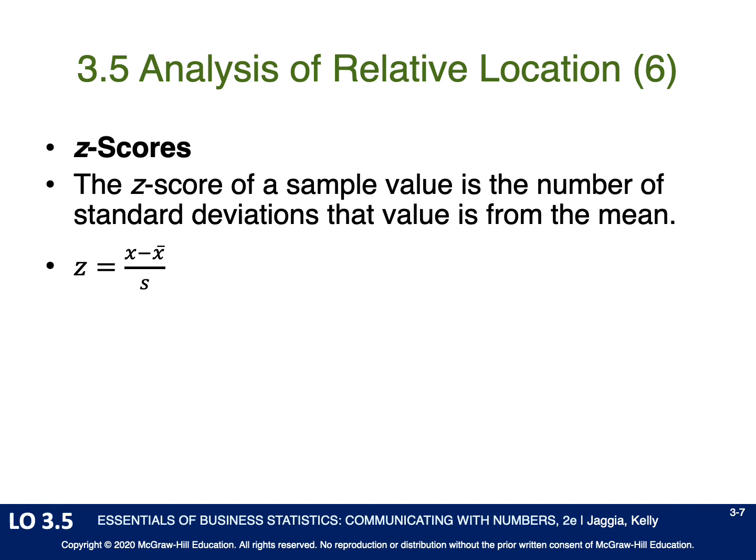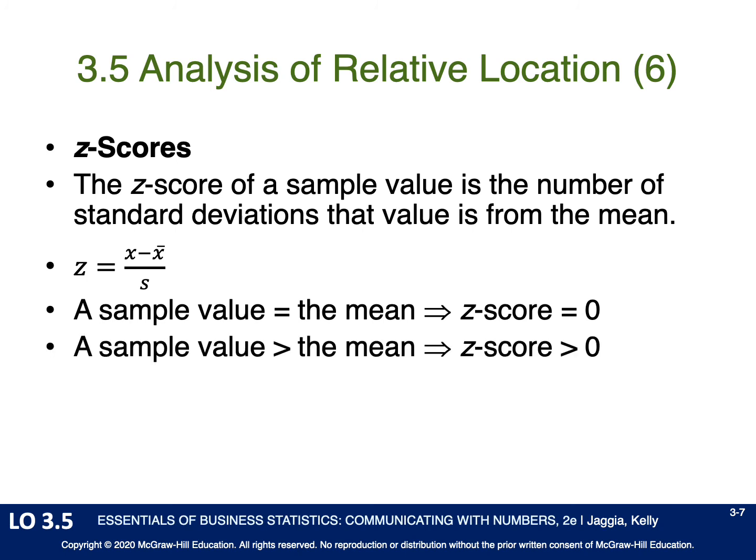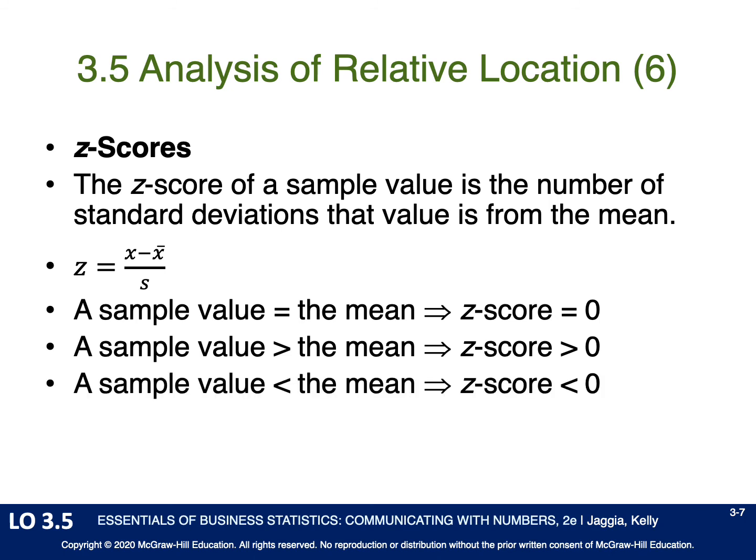So our formula for a z-score is x, which is your observation, minus the mean, divided by the standard deviation. So if the observation is exactly equal to the mean, then the z-score will be 0. If the observation is greater than the mean, then the z-score will be a positive number. It will be above 0. And if the observation is less than the mean, then it will be a negative score.